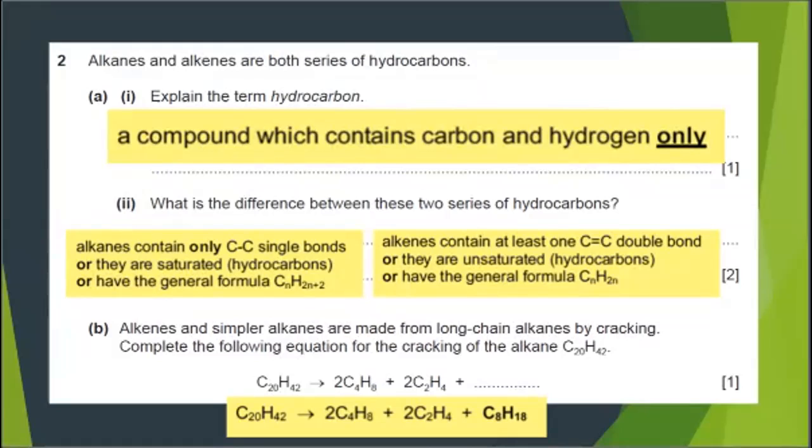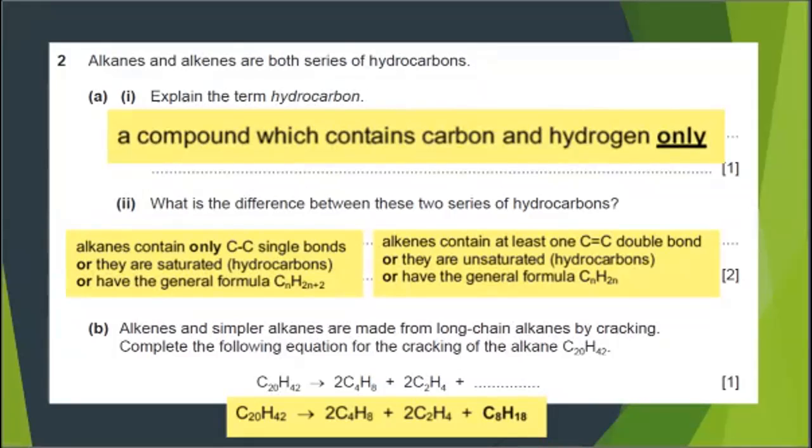Next question. What is the difference between these two series of hydrocarbons? So they're asking you, what is the difference between an alkane and an alkene? Don't overthink it, just think simple. Alkanes have single bonds. Alkenes have the presence of a double bond between the carbons. Alkanes are saturated. Alkenes are unsaturated. Alkanes have the general formula CnH2n+2. Alkenes have the general formula CnH2n. If you're looking to differentiate between alkanes and alkenes, that's it right there laid out for you.